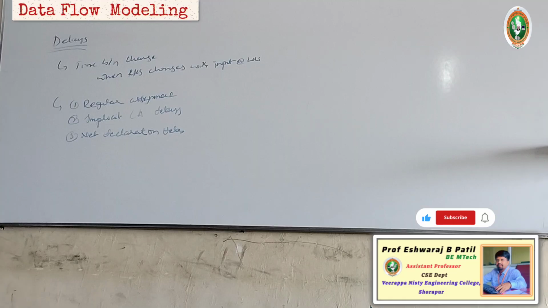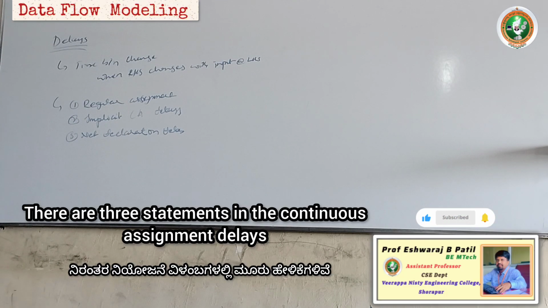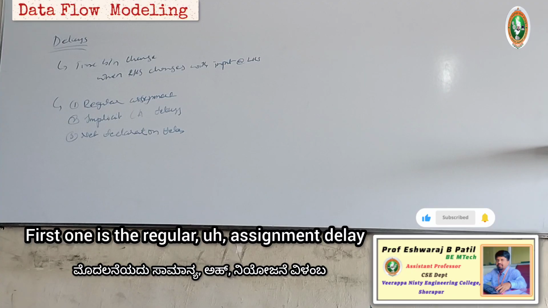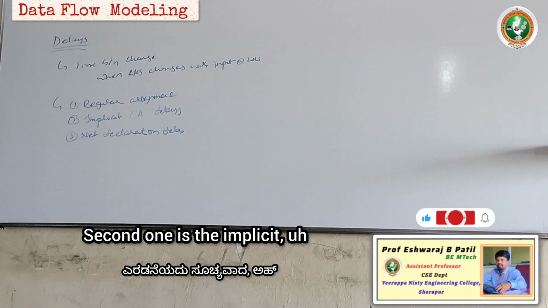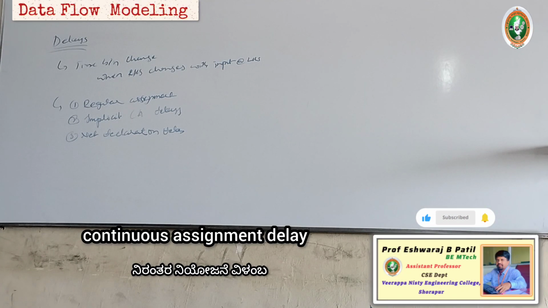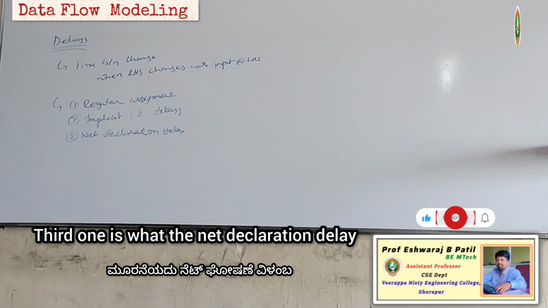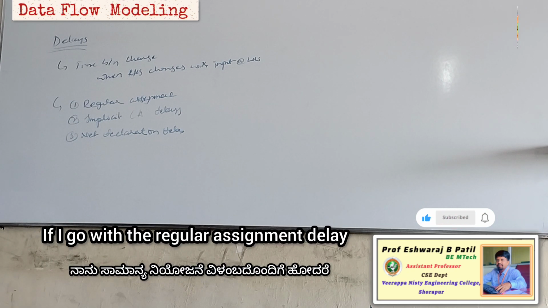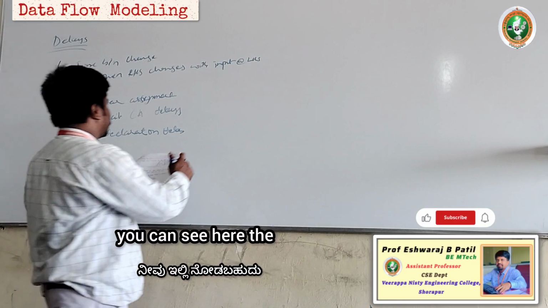There are three statements in the continuous assignment delay. The first one is the regular assignment delay. The second one is the implicit continuous assignment delay. The third one is the net declaration delay.